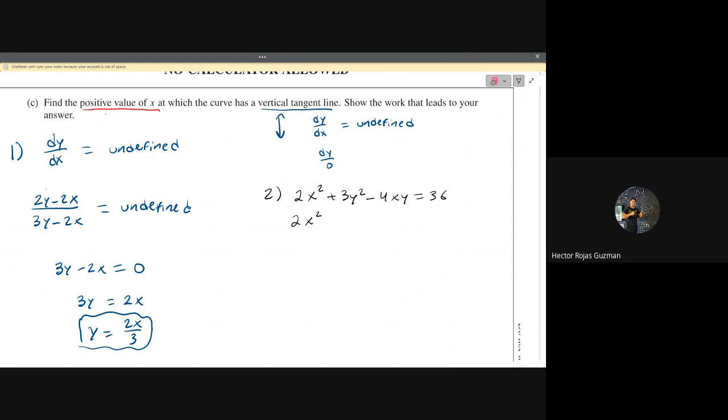So 2x squared plus 3 times (2x over 3) squared minus 4x times 2x over 3 equals 36. All right, let's simplify. If I square this, that's going to be 4x squared over 9, so I'm just going to call it 12x squared over 9. And when we multiply these, we get 8x squared over 3, which equals 36. Looks like I might have to get a common denominator, maybe. Yeah, let's just work it out and see what happens. Reduce it by 3.